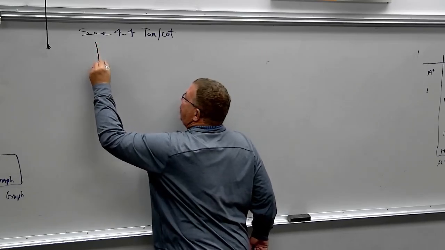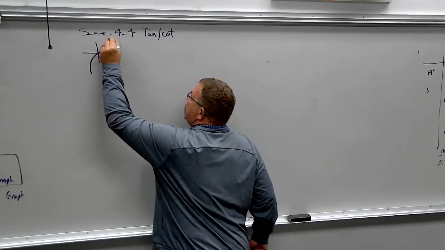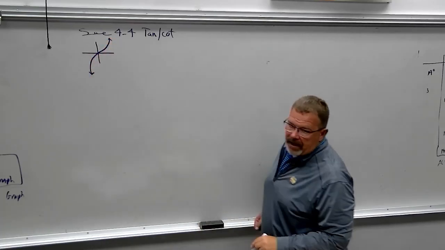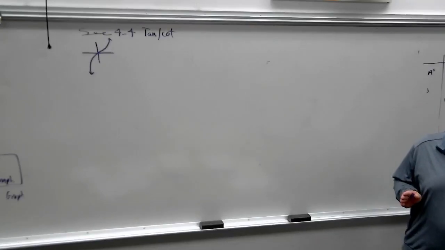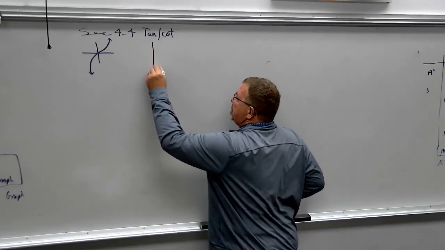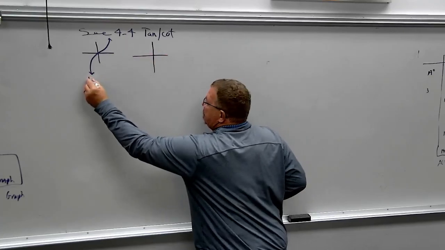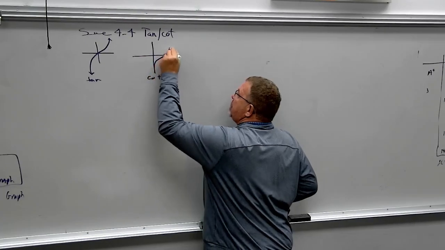Let me give you an idea of what you have in store for you. Tangent looks something like that. It doesn't even look like a sine or a cosine. Okay? So our rules change a little bit in terms of how we graph them. Now cotangent looks exactly the same. Let me label this tangent. Cotangent looks exactly the same, except it does that.